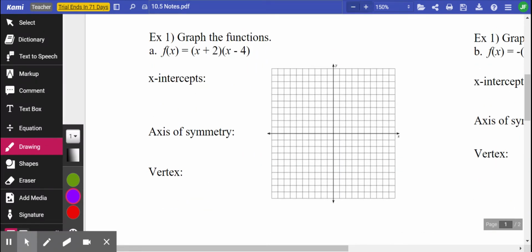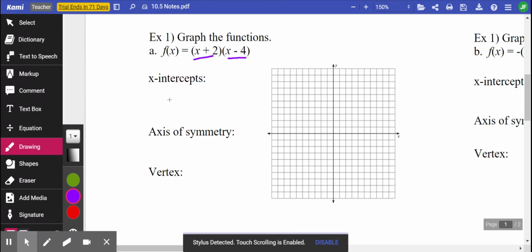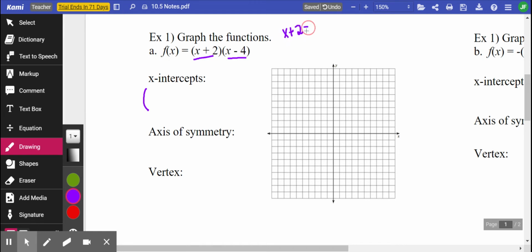Okay, so for the first problem here, you'll notice that we have a factored form here. The intercepts are going to be the opposites of this. So think back to when we did x plus 2 equals 0, and we subtracted 2 from both sides to get negative 2, and x minus 4 equals 0, and added 4 to both sides to get x equals 4. We were finding the x-intercepts of the graph when we were solving like that. So we have x-intercepts at negative 2 and positive 4.